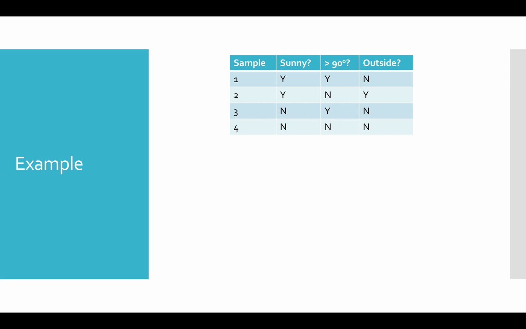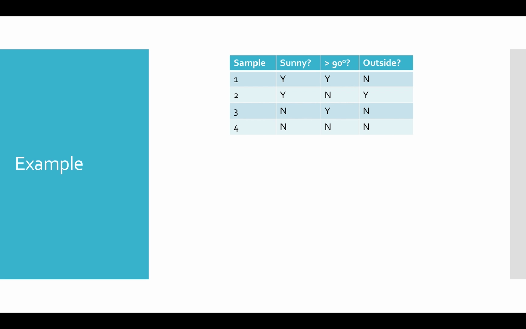Let's start with an example. If we have some data, here we have 4 samples, and we have 2 features, sunny and greater than 90 degrees. And then we have our label, outside. The problem here is we know whether or not it's sunny outside, and we know whether or not it's greater than 90 degrees. And we're trying to predict if we should go outside.